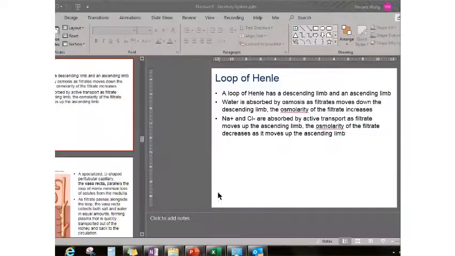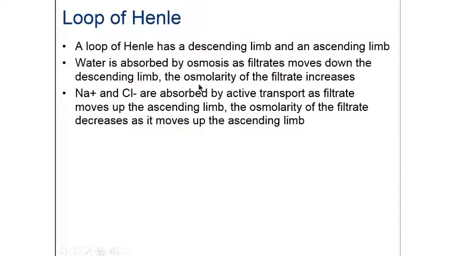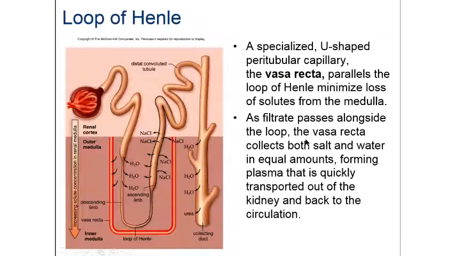Let's quickly go back to the PowerPoint here. You can see the description for the loop of Henle. It's pretty much what I told you. You can read that on your own. And here it shows the relationship between the peritubular capillary and the loop of Henle. The peritubular capillary is really big. The part just around the loop of Henle is called the vasa recta. Not very important for our purpose. It's more important that you remember which part of the loop does what. Absorption of water on the way down, absorption of NaCl on the way up.